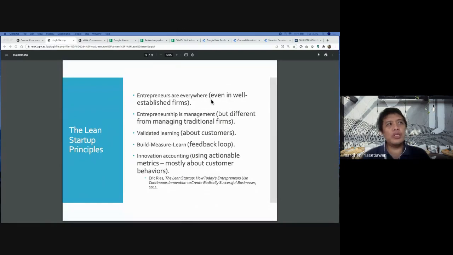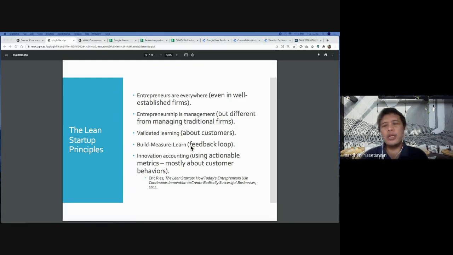Entrepreneurs are everywhere, even in well-established firms, it's the same thing. So this highlights what I said previously. Entrepreneurship is about management. Validated learning is about the customer, of course. And build, measure, and learn is about the feedback loop.